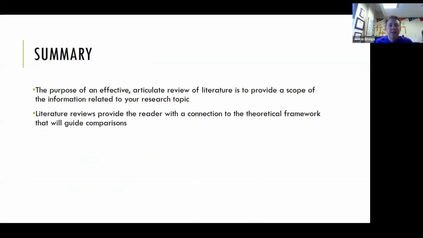Okay, just to summarize, an effective lit review is really important for getting your study, or your manuscript, off on the right foot, and it will allow you to analyze results in a way that's meaningful for you and for the reader. It helps provide a connection between the theory, what we know to be true, and what you found in your study.